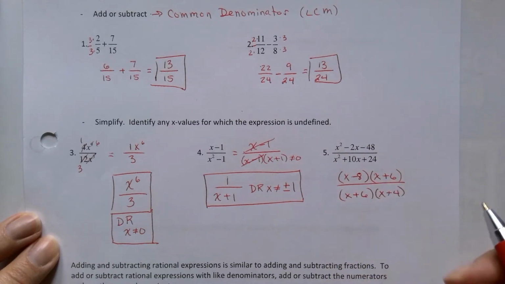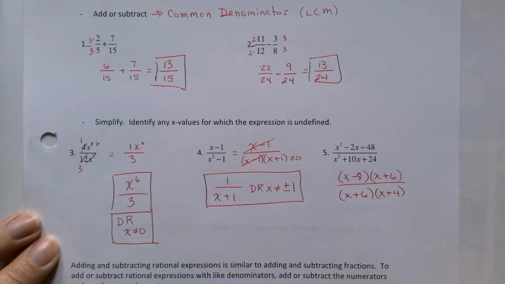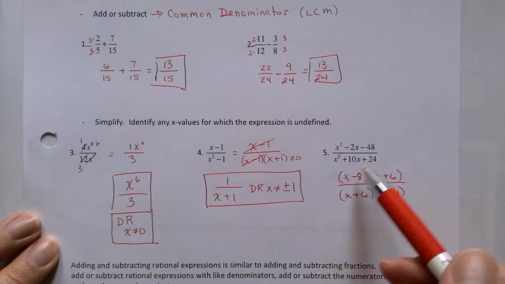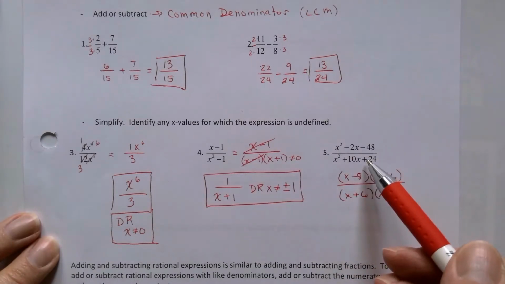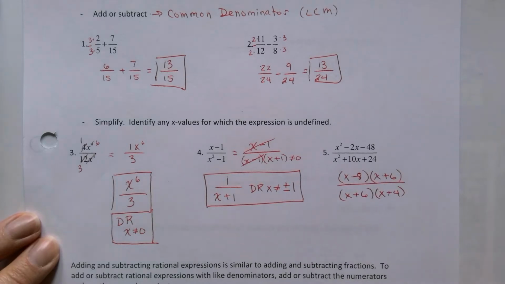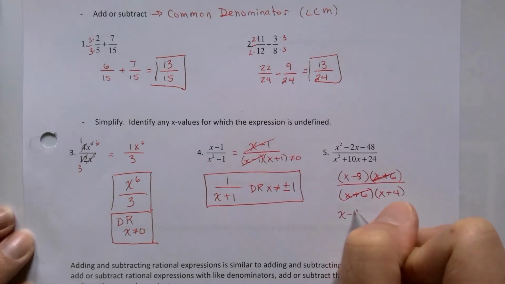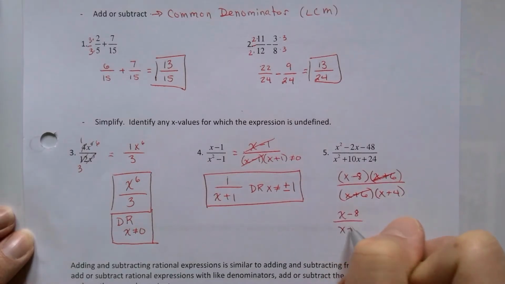It's very important that you double check your factorings. It's also important that you check your numbers, that they do multiply to the right sign and add or subtract to the correct number with the right sign. At this point, I'm going to go ahead and cancel the x plus 6. Everything else that's left stays, so x minus 8 over x plus 4.